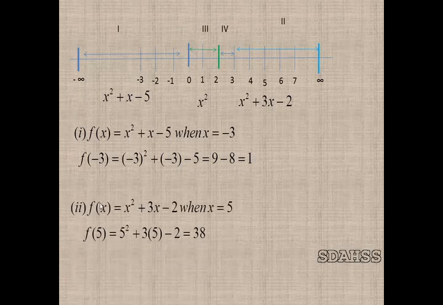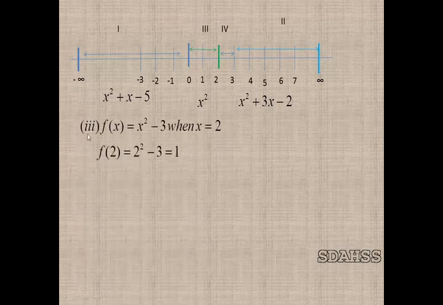Second one, 5. 5 is located in the second interval. Its function is x square plus 3x minus 2. So f of x is equal to x square plus 3x minus 2. Substitute x is equal to 5 in the function. So f of 5 is equal to 5 square plus 3 into 5 minus 2, which is 25 plus 15, 40. So 40 minus 2, 38.